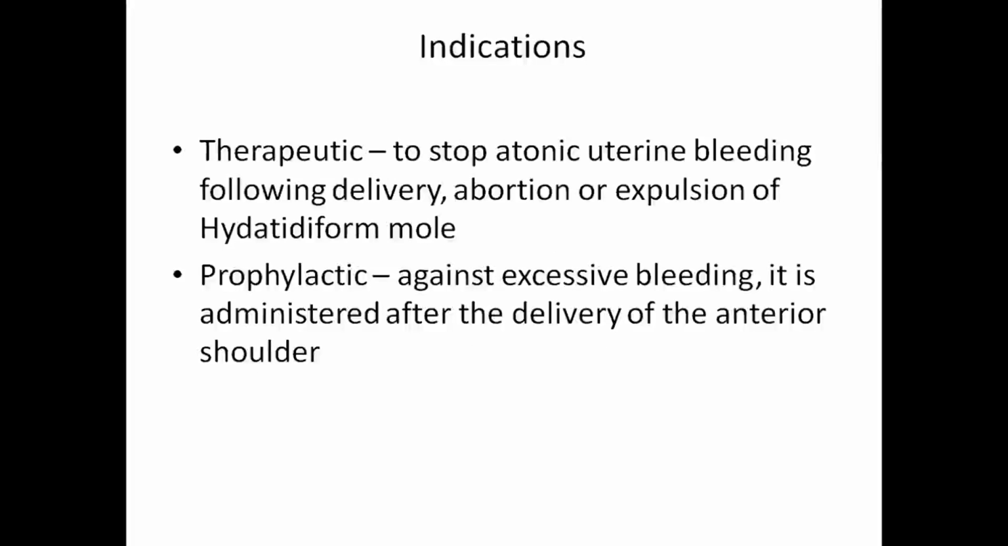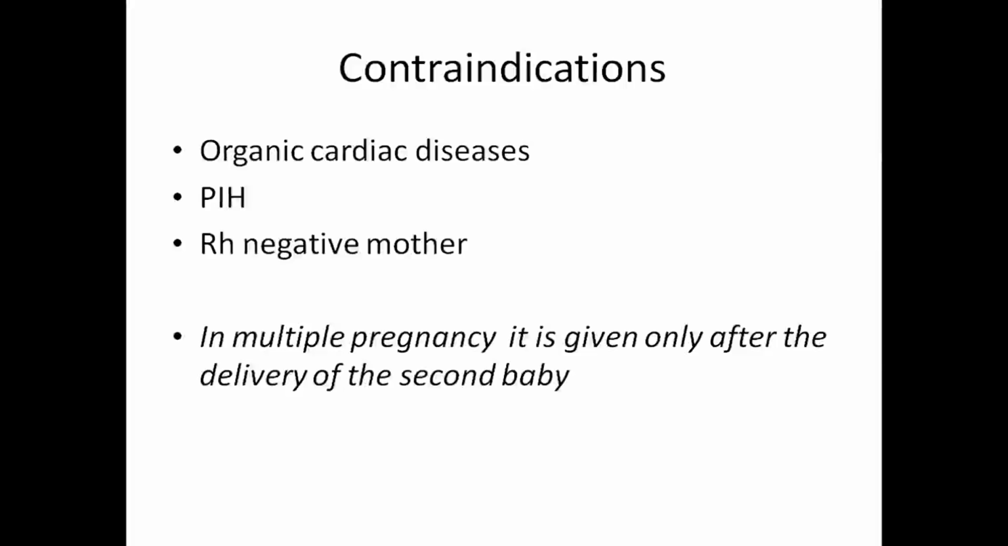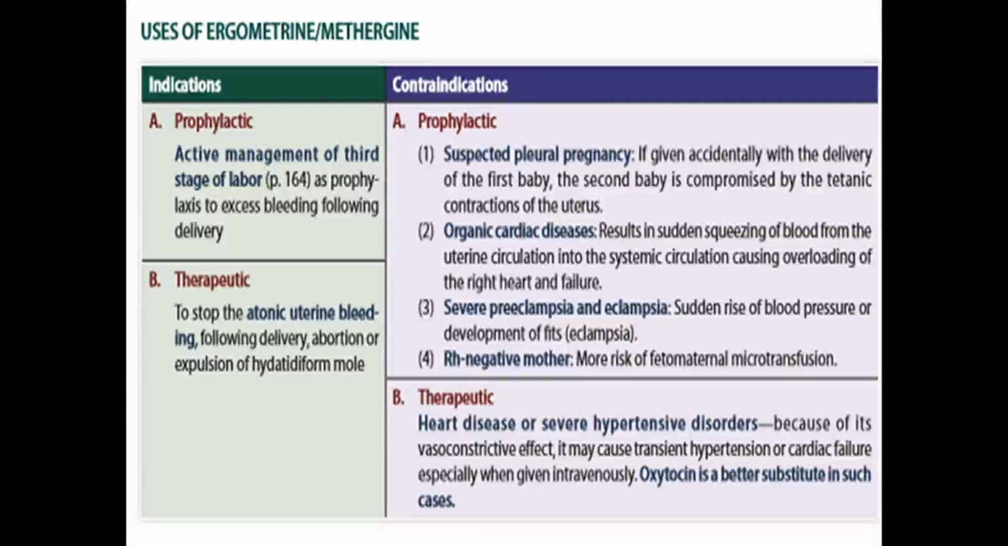Therapeutics: to stop atonic uterine bleeding following delivery, abortion, or expulsion of a hydatidiform mole. Prophylactically, against excessive bleeding, it is administered after delivery of the anterior shoulder. Contraindications: organic cardiac disease, PAH, Rh negative mother, and in multiple pregnancy, it is given only after delivery of the second baby. If given accidentally after delivery of the first baby, the second baby will be compromised. Then organic heart disease, severe preeclampsia, Rh negative mother.